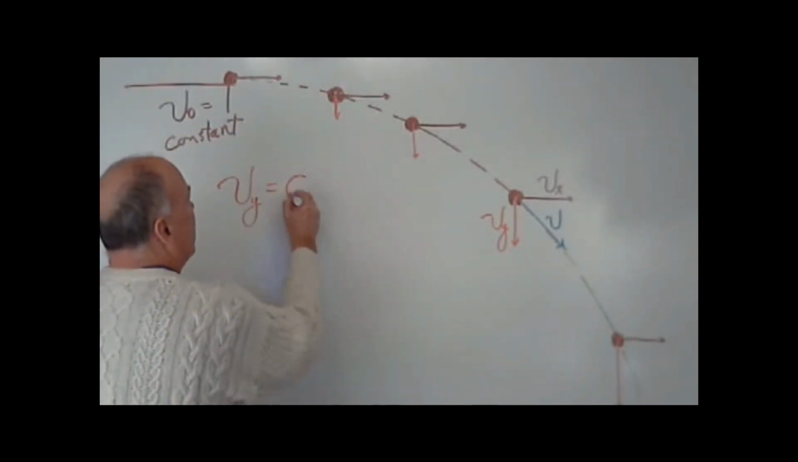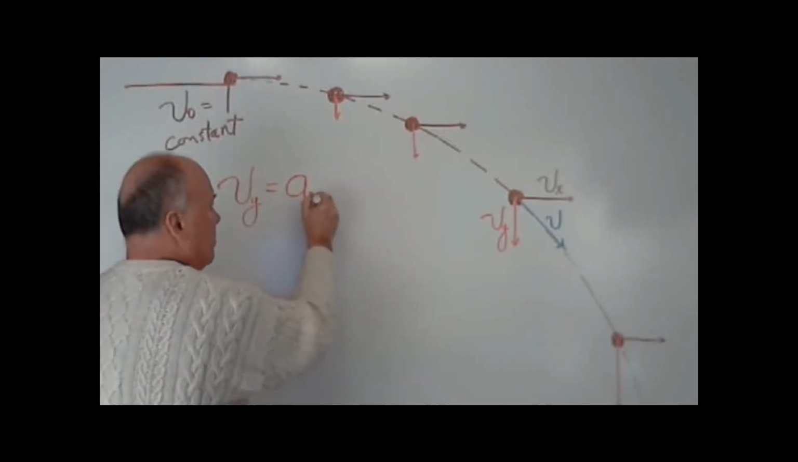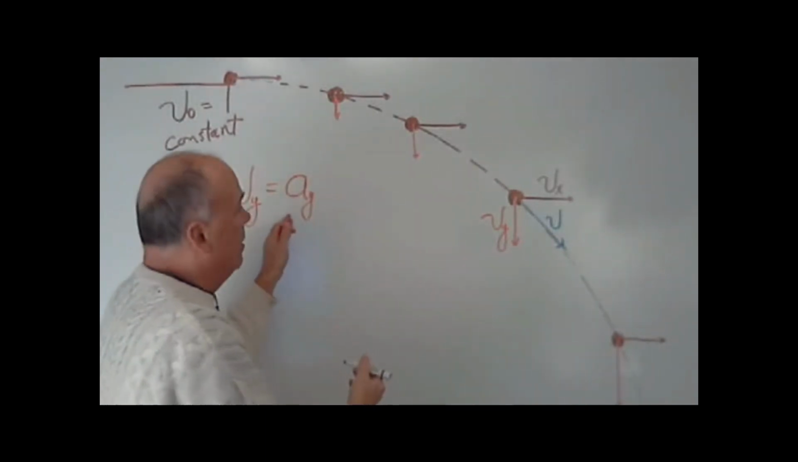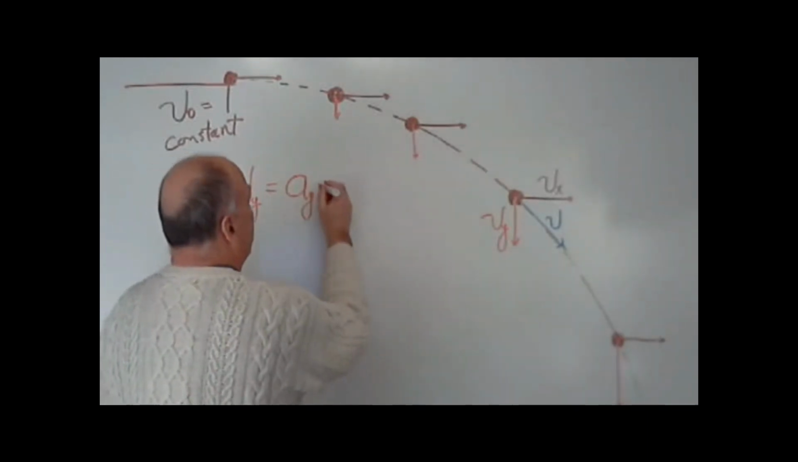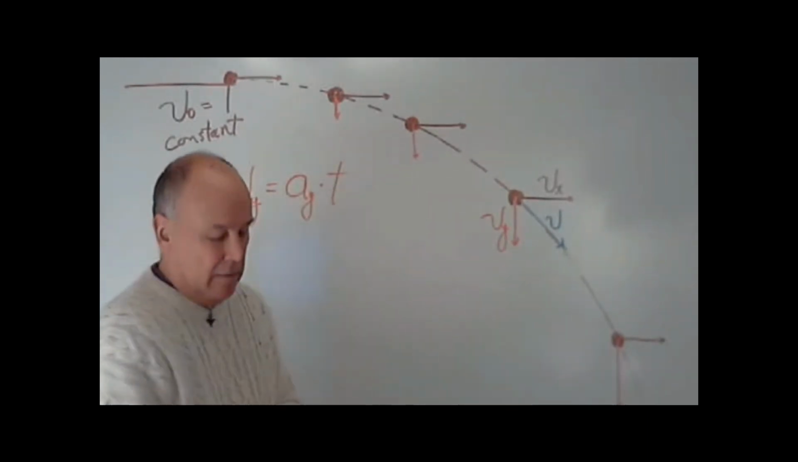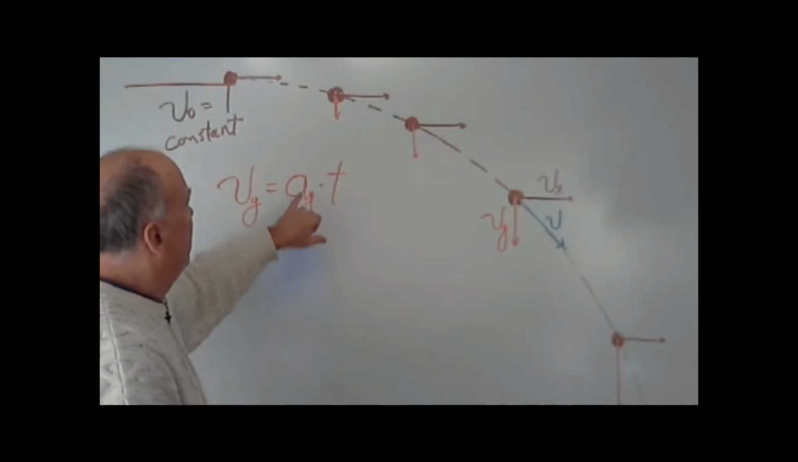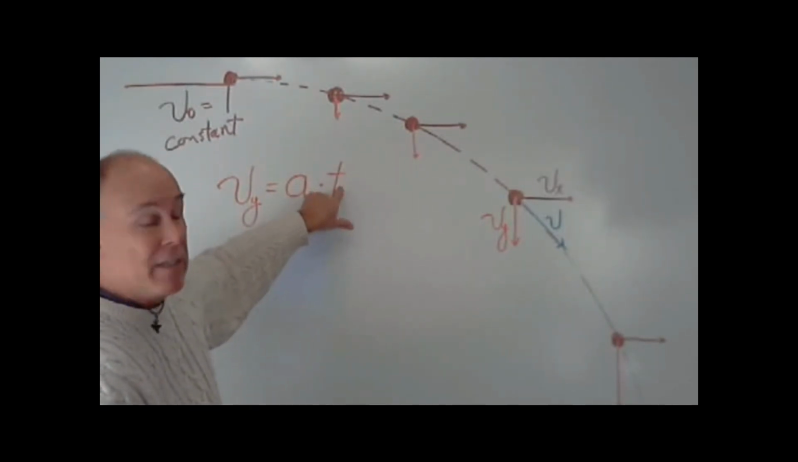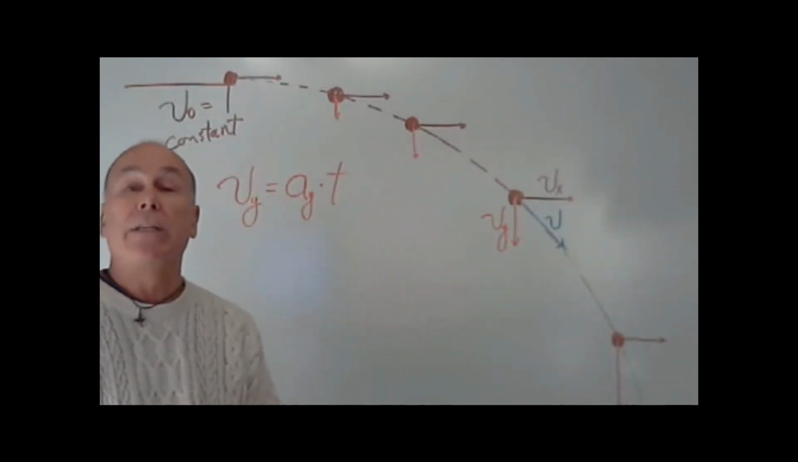V sub y is equal to the acceleration caused by gravity. Some people say just g. I'm going to say a sub g times t, which will tell us, since this is constant and this is increasing, that this velocity is going to be increasing with time.